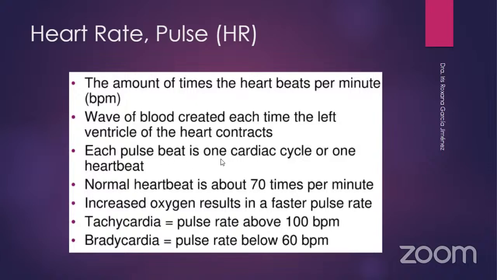Each pulse beat is 1 cardiac cycle or 1 heartbeat. We all know about it. And values, the normal one is about 70 times per minute. It's a per minute average. And increased oxygen demand results in faster pulse rates, just extra information. We got tachycardia and bradycardia, just for you.